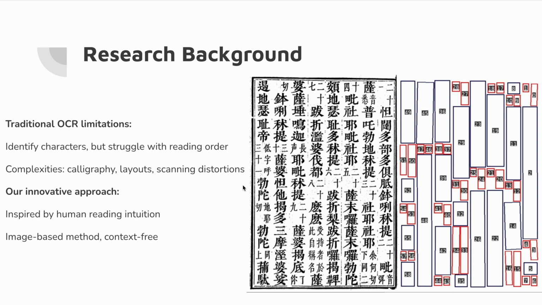Unlike modern, neatly formatted text, historical documents pose unique challenges to traditional OCR systems. These systems can identify the characters, but putting them in the correct reading order becomes a complex puzzle. Calligraphic variations, intricate layout, and even subtle distortions during scanning can all create confusion.